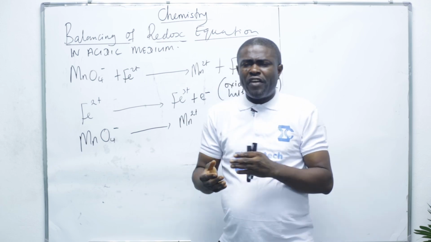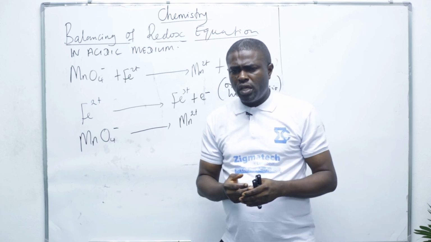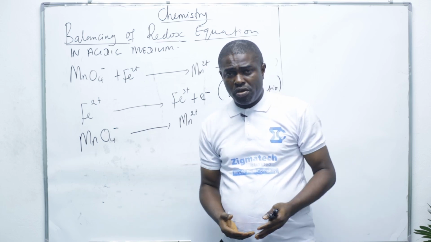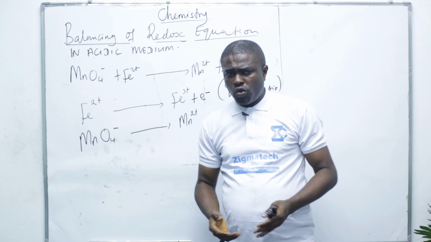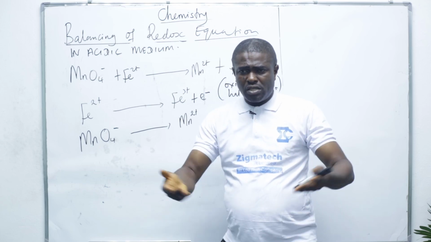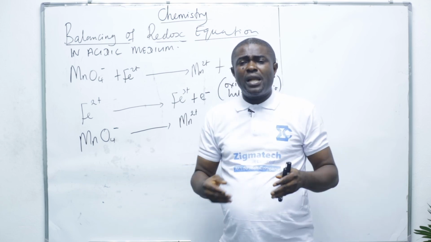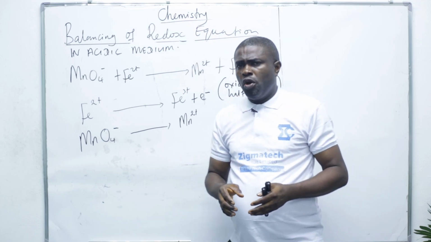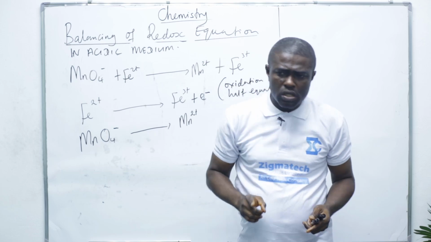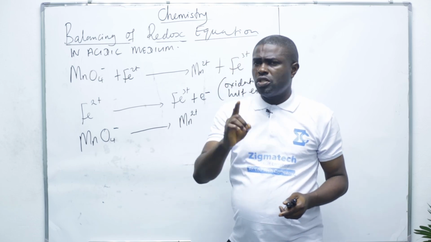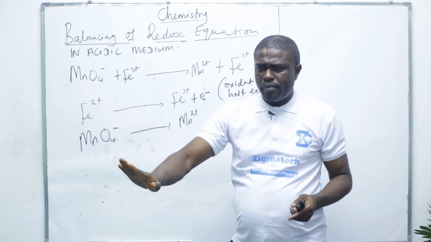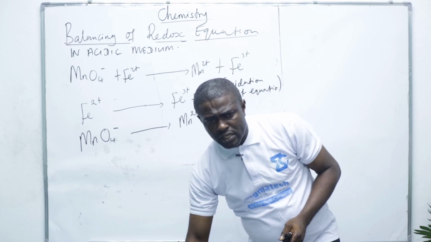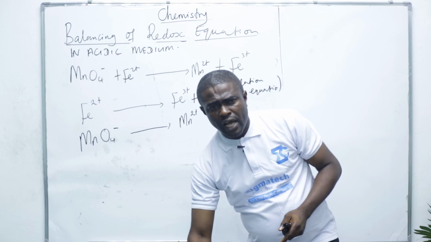That is what actually differs from the previous one we did, when we balanced the equation without taking it in acidic medium. There, we just balanced oxygen just like that. But when you are balancing in acidic medium, once you see hydrogen or oxygen, leave them. Just allow them to be. Balance the others first.